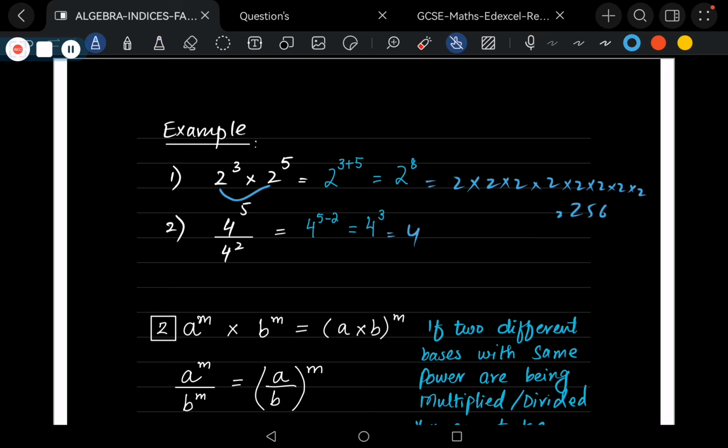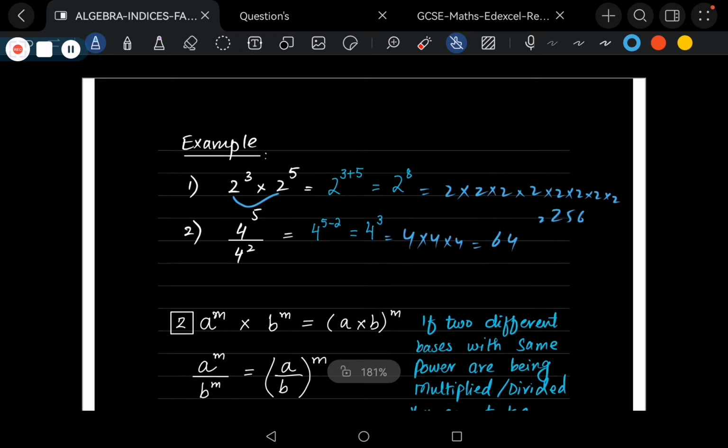For 4 power 3, I will do 4 times 4 times 4. It means 4 will be multiplied by 4 three times. 4 times 4 times 4 will be 64. So the answer for that one will be 64.